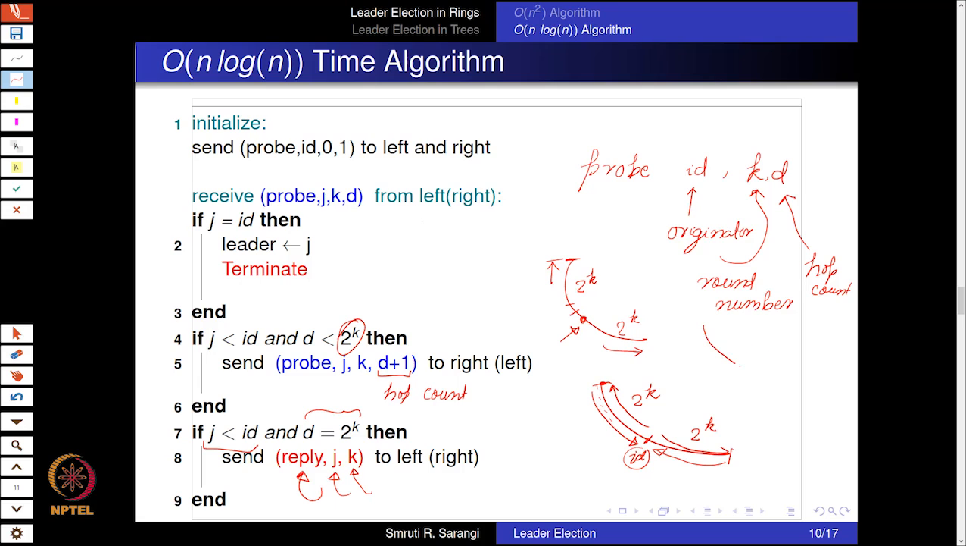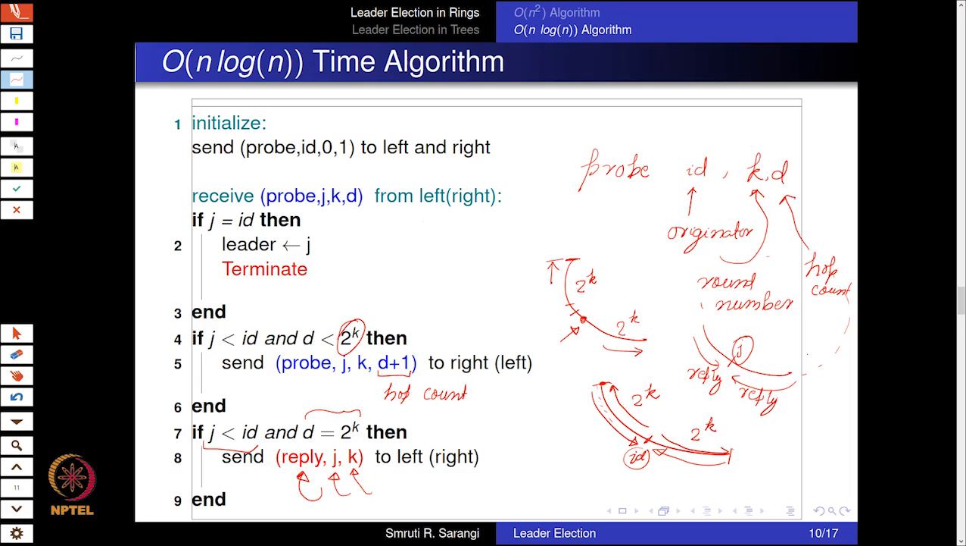So one thing that is clear is that in this arc, if it gets a reply from both sides, it clearly means that if, let's say, the ID of this node is j, j is the minimum in this window. We don't know about the rest of the world, but that doesn't matter. At least in this window, j is the minimum. That's what we know. So gradually what we will do is we'll increase the size of the window, which is something we have promised.